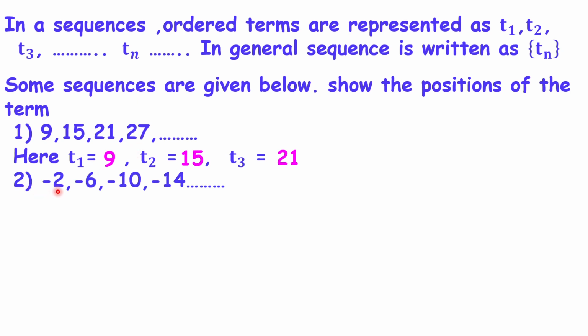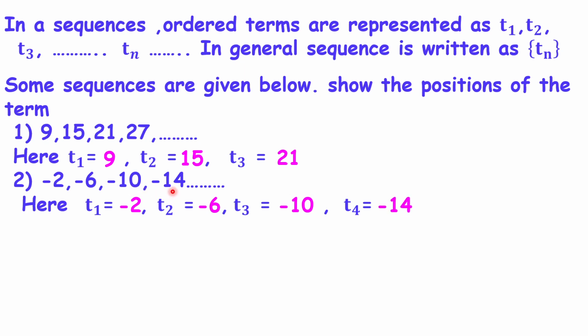27. The second sequence: -2, -6, -10, -14, and so on. Here, the first term is -2, the second term is -6, the third term T3 is nothing but -10, and T4 is equal to how much?